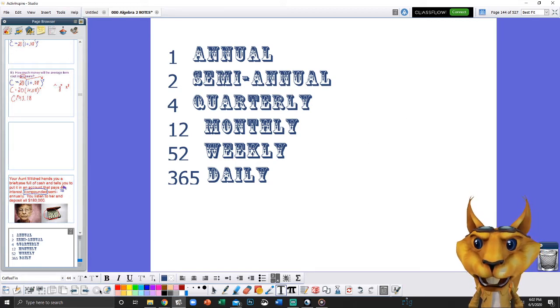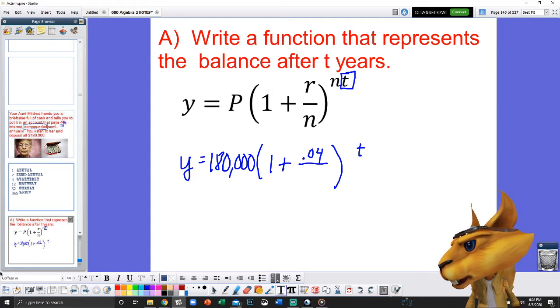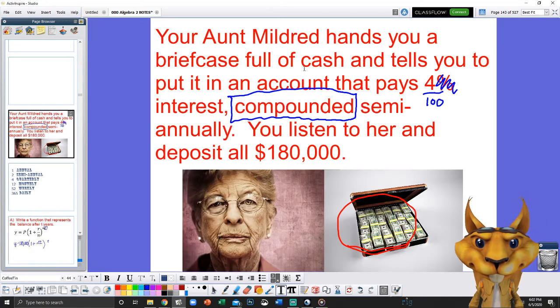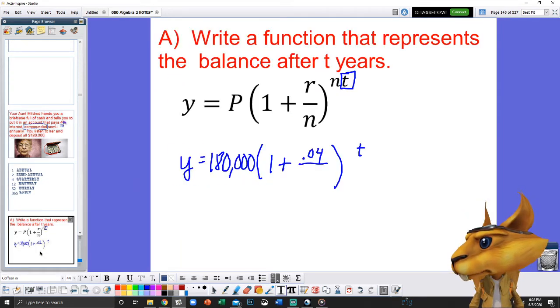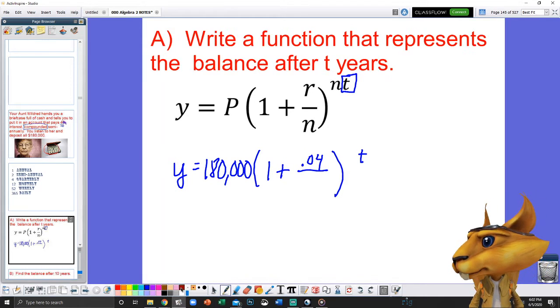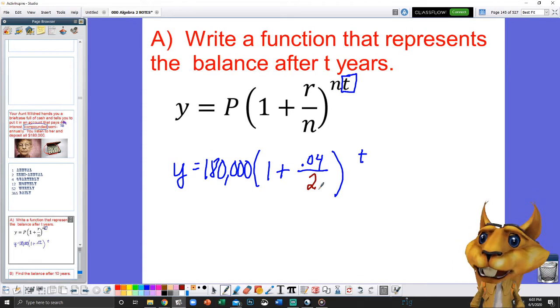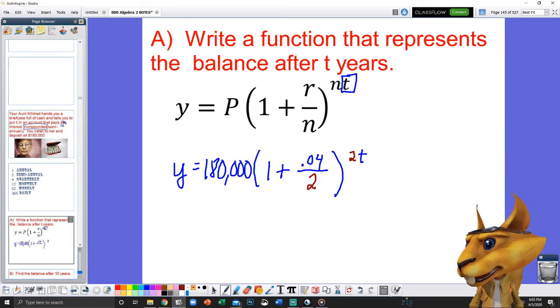All right, I'm flipping to the next screen. If you have to hit pause, go for it. Otherwise, on we move. All right, back we go here. So Aunt Mildred, it says it's compounded semi-annually. So semi-annual means the number 2. So I'm going to put a 2 for n. Now notice that there are 2 n's. There's an n on the bottom of the fraction, and there's an n way up here in the exponent. Just like that.